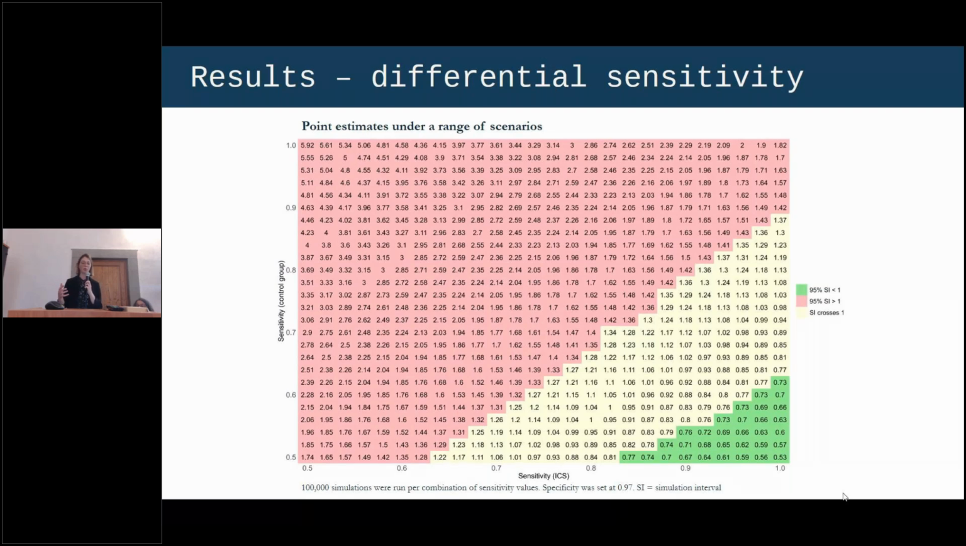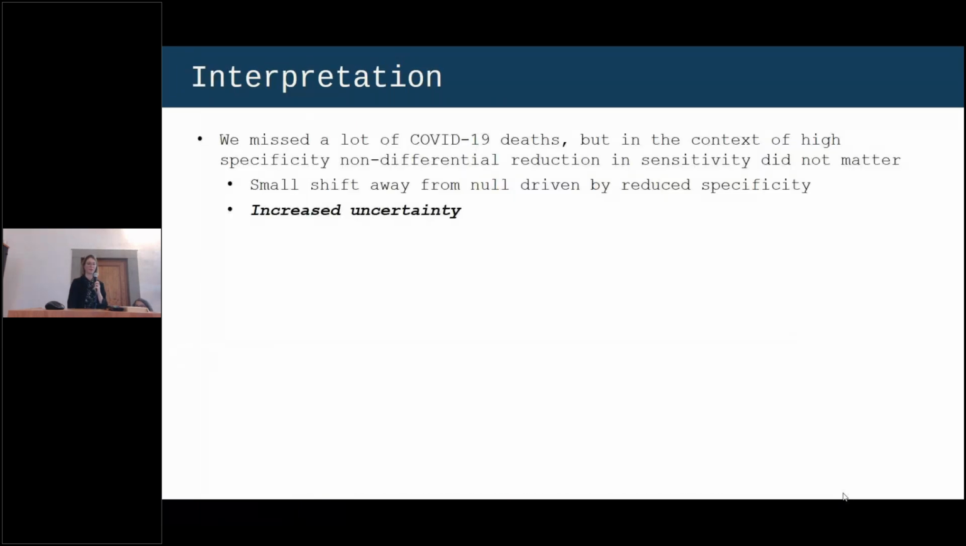So this really nice heat map that Marlene has made shows a range of scenarios. And what we were interested in is effectively how bad would the differential sensitivity have had to be for us to miss a protective effect. And that's a little green corner. So that essentially shows that we would need almost perfect sensitivity in the inhaled corticosteroid arm and very low sensitivity in the LABA/LAMA arm, so below 60%.